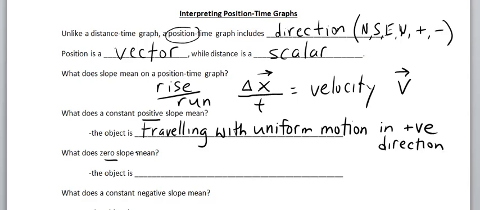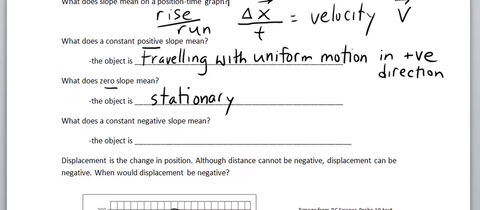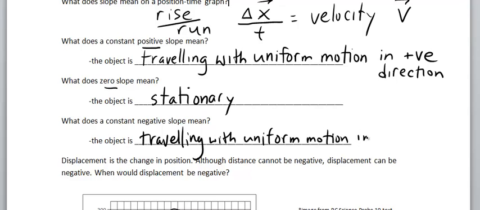And if the slope is 0, that tells you the object is stationary. So the same as a distance time graph, 0 slope means the object is not moving. And a constant negative slope, just like a constant positive slope, tells you it's traveling with uniform motion. But this time it's in a negative direction.